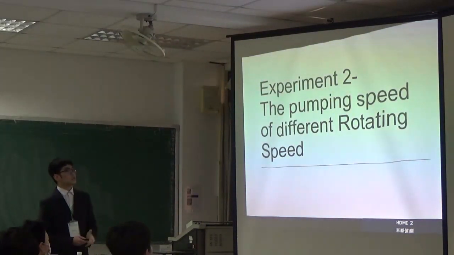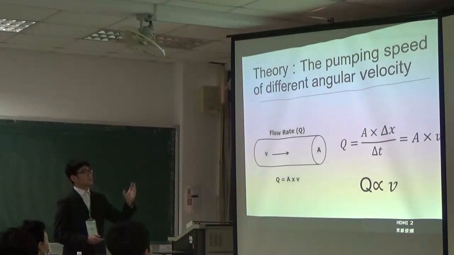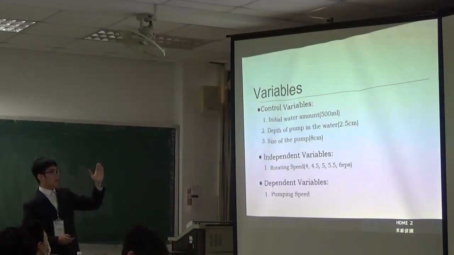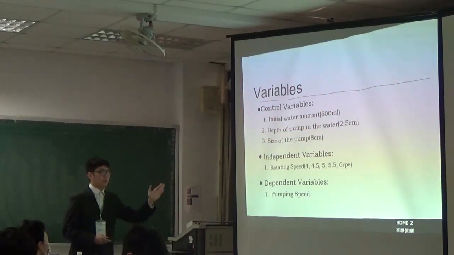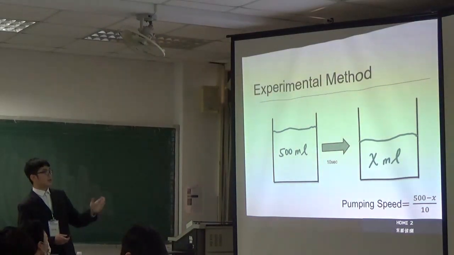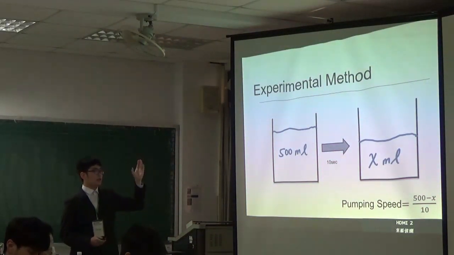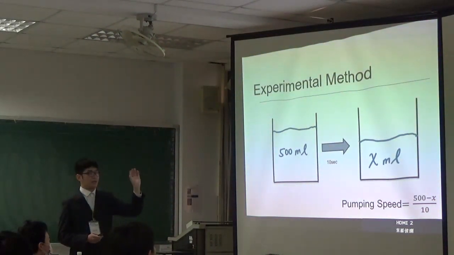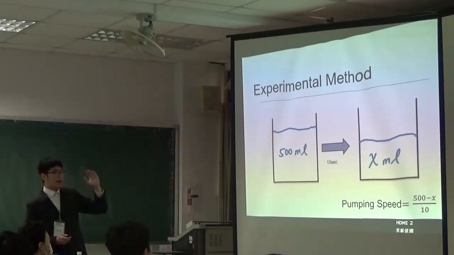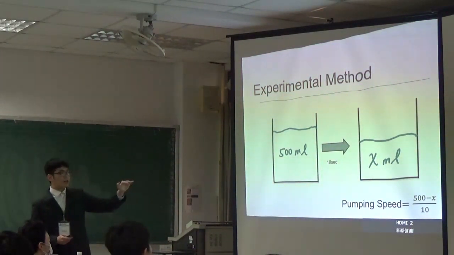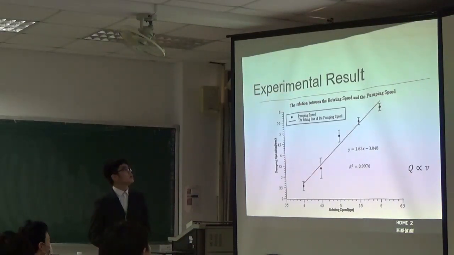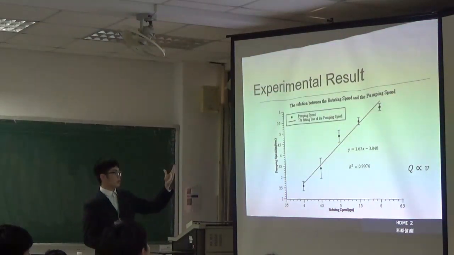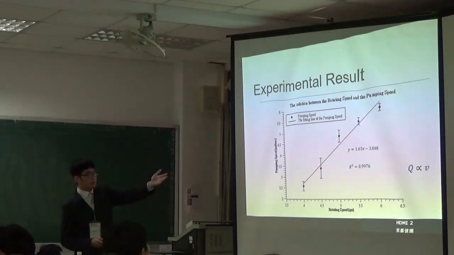So the second experiment is the pumping speed at different rotating speeds. And this is the theory. We can know that the flow rate will be proportional to the velocity. And these are the variables. For the dependent variable, I observe the pumping speed. And this is how I measure the pumping speed. For the initial water amount, I control it at 500 milliliters. And after 10 seconds, I measure the water amount that was left in the beaker. And I define the pumping speed as (500 minus x) divided by 10. So this is my experimental result. We can know that the rotating speed is proportional to the pumping speed, which means the flow rate is proportional to the velocity.